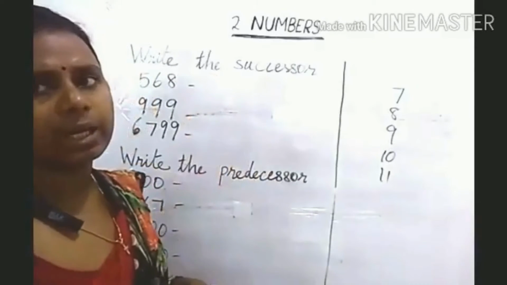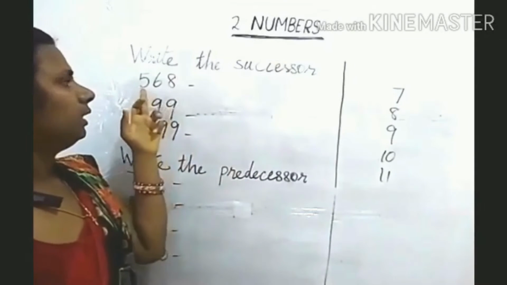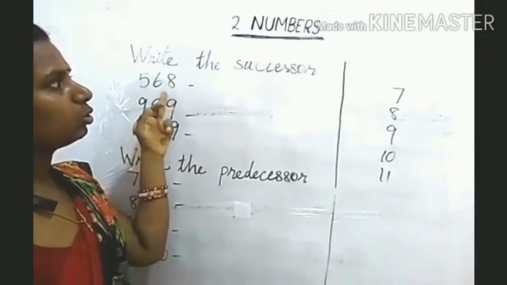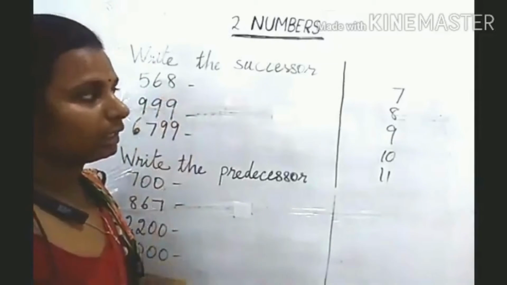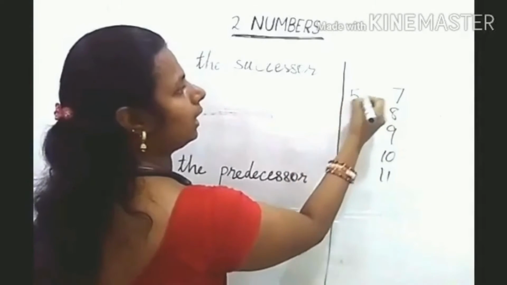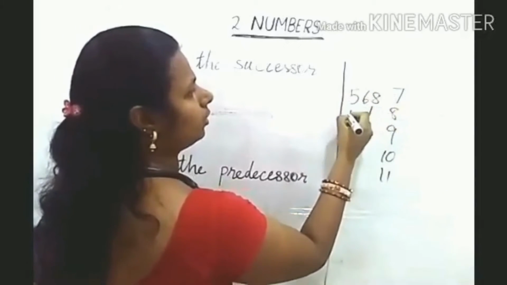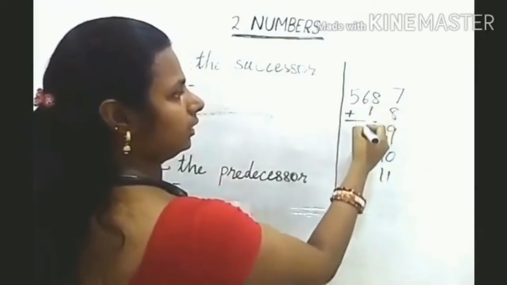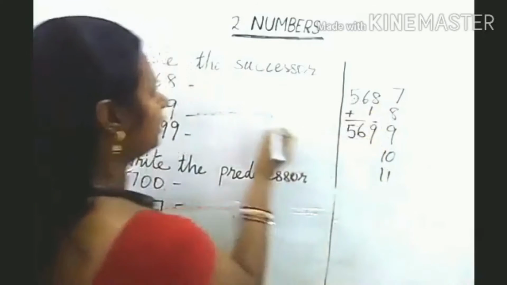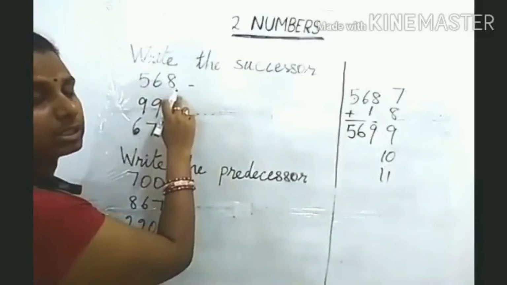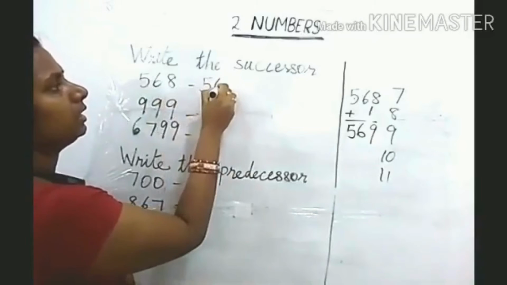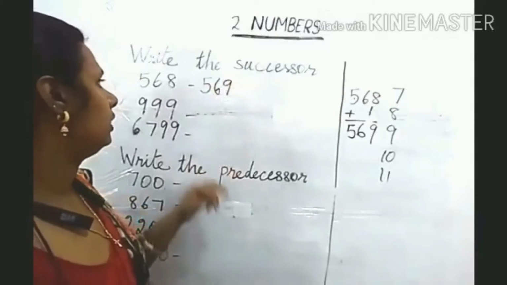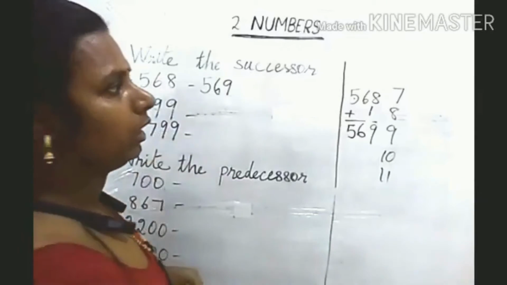Here, let us write the successor first. The number is 568. Whenever we write successor, one more than that number, we are going to add 1 with that number. So, 8 plus 1 is 9, then 6, then 5. What is the successor of 568? That is 569.